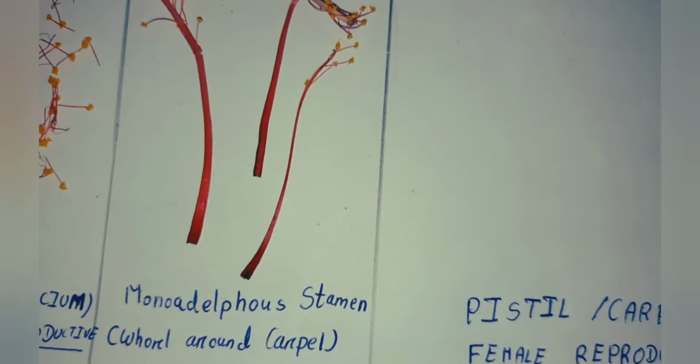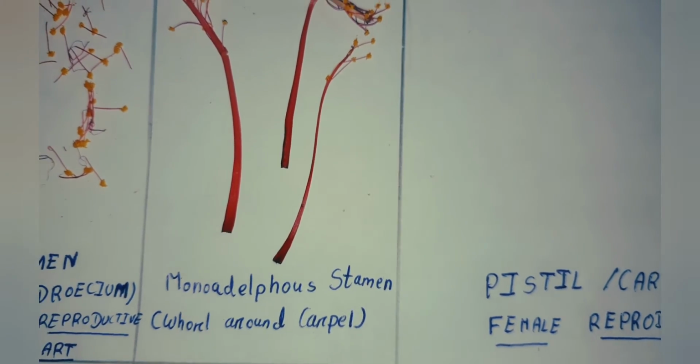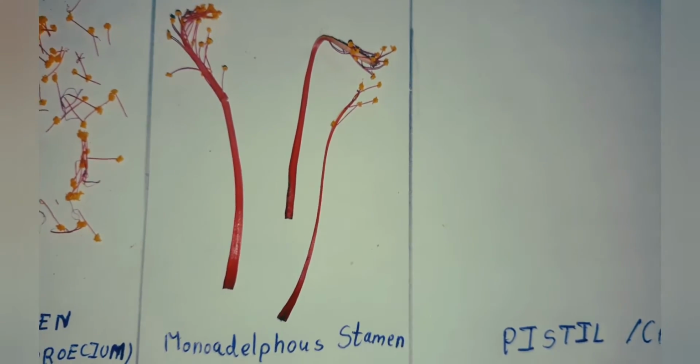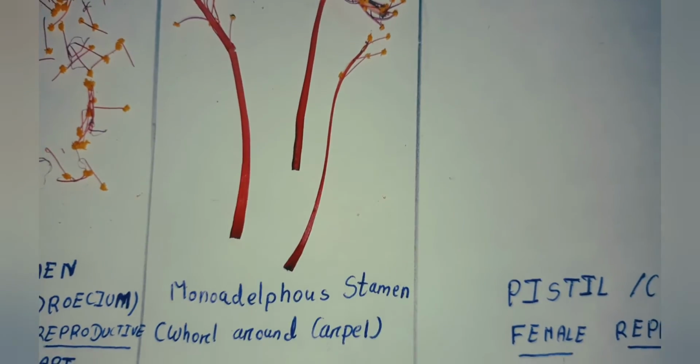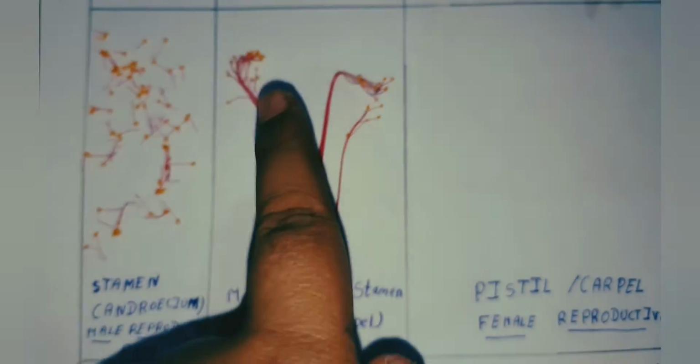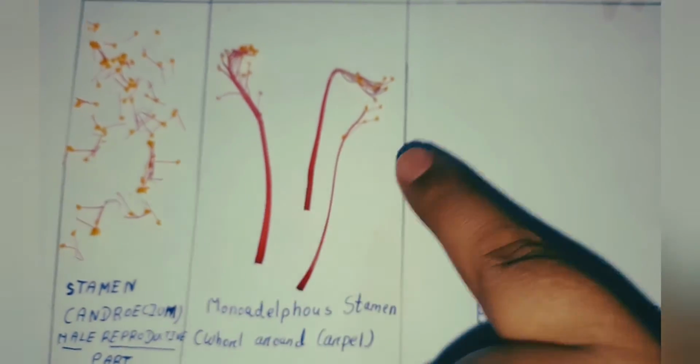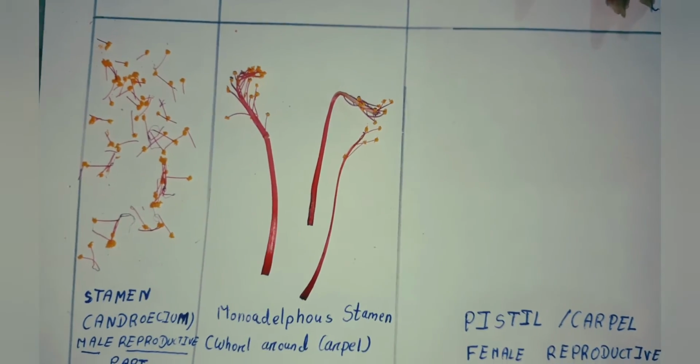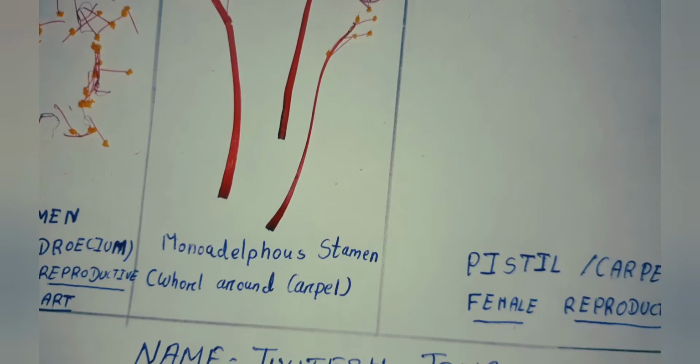Now let's come to the monadelphous stamen. Well, what is a monadelphous stamen? A monadelphous stamen is a whorl which surrounds the carpel. This is the outer structure of the carpel, and these are the stamens that are attached to this whorl. Now, this was about the monadelphous stamen.